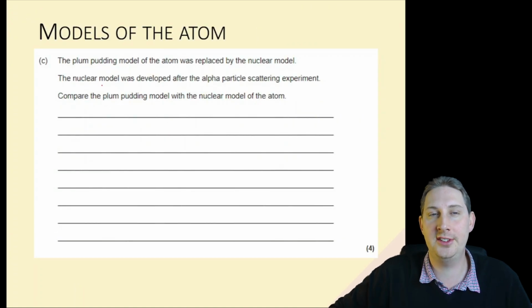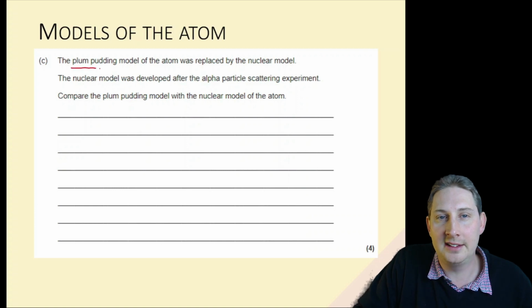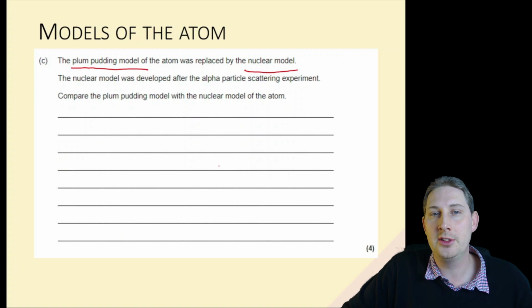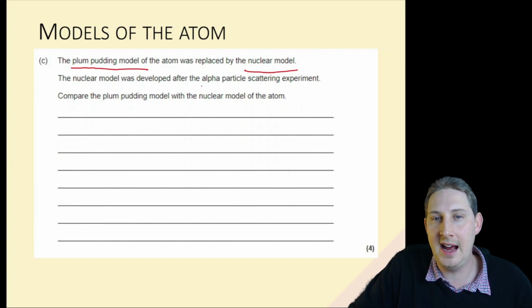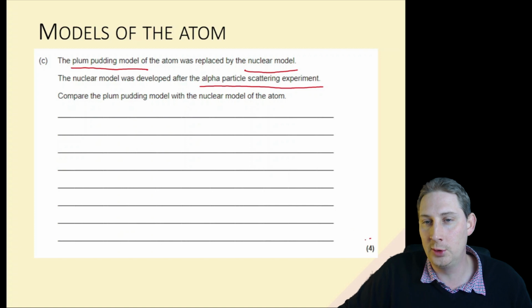So here's your first question. The plum pudding model of the atom was replaced by the nuclear model. The nuclear model was developed after the alpha particle scattering experiment. Compare the plum pudding model with the nuclear model of the atom, 4 marks.